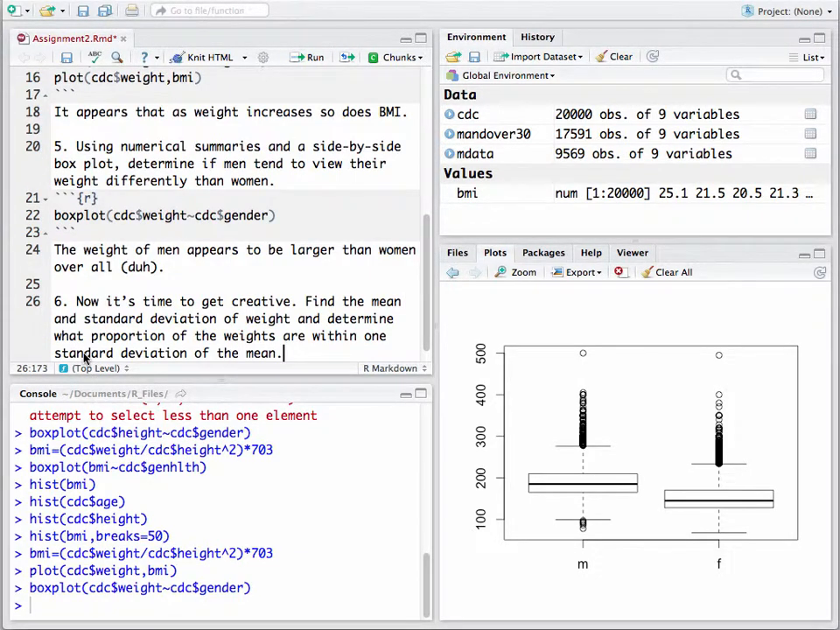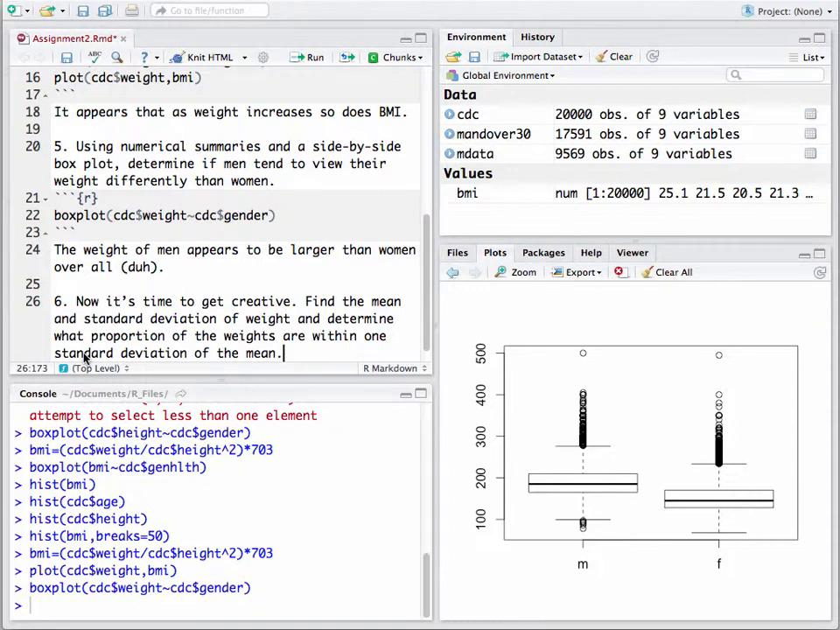So they're asking you to find the mean and the standard deviation of the weight and determine what proportion of the weights are within the standard deviation of the mean, okay? All right, well, I would like to change this slightly. I want to make this so that it makes more sense because, again, there's going to be a difference in weights between men and women. We just saw that. That's what the box plots are showing us.